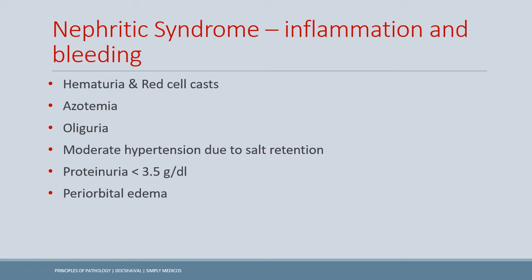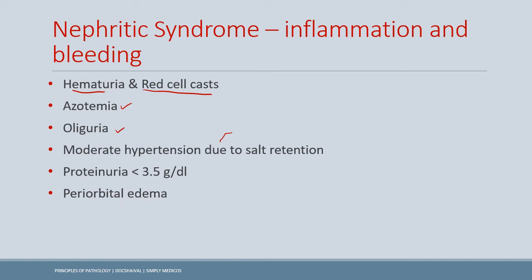So inflammation leading to hematuria, and because of hematuria, we see red blood cell casts, and of course we would have azotemia because the kidney function is declining, and that leads to an increase in nitrogenous waste products. Recall that azotemia and uremia are different. Uremia is the symptoms of the increased nitrogenous waste products, but azotemia is a clinical condition in which the levels of the nitrogenous products are high in the blood. Then oliguria because the filtration capacity of the kidney is declining.